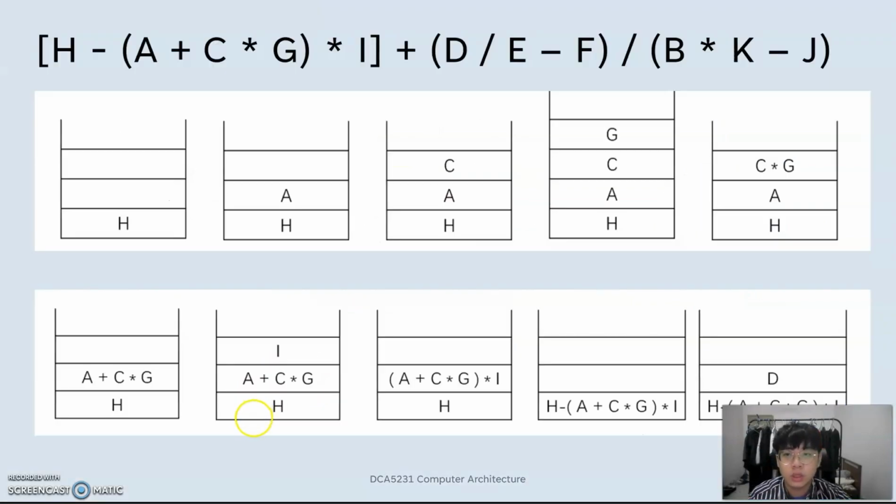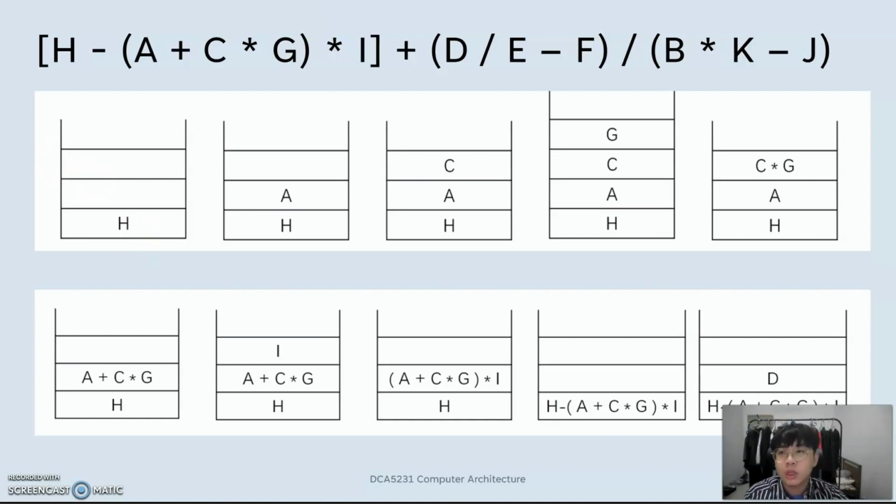Now we look at the stack diagram. In the stack diagram, we need to know two points: one is push, one is pop. Push means to add the operands into the stack. Then pop is to remove.